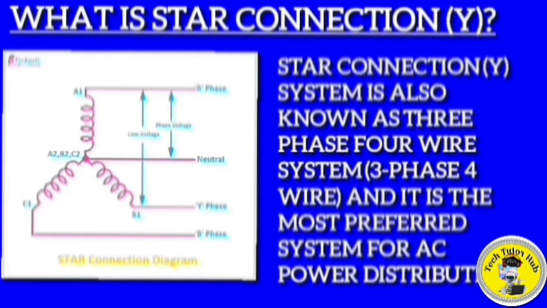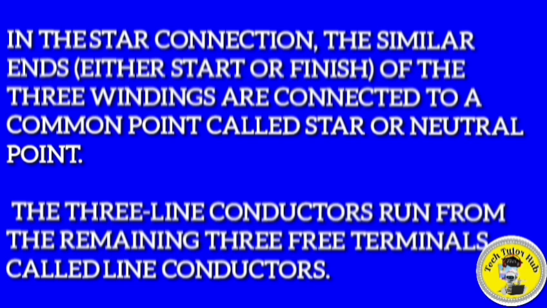What is star connection? Star connection system is also known as three-phase four-wire system, and it is the most preferred system for AC power distribution. In the star connection, the similar ends, either start or end, of the three windings are connected to a common point called star or neutral point.